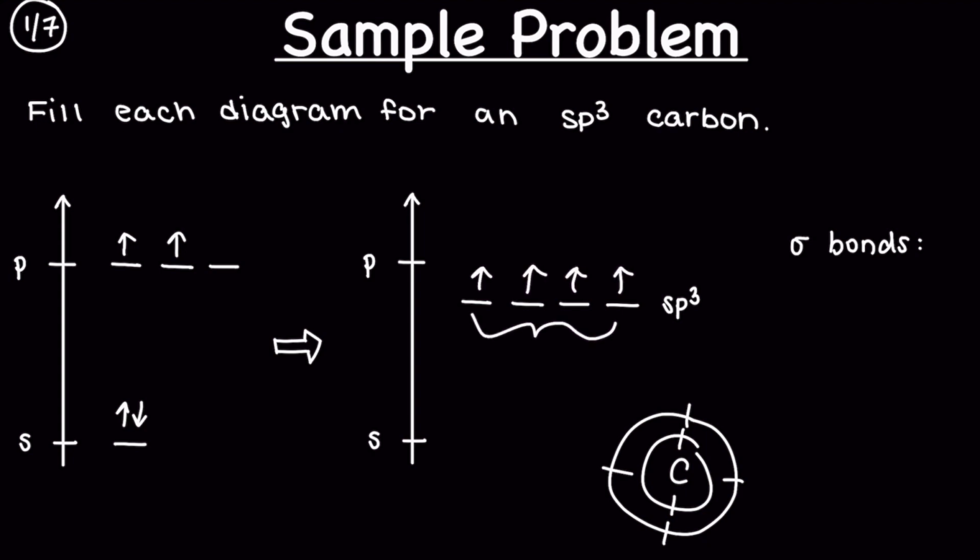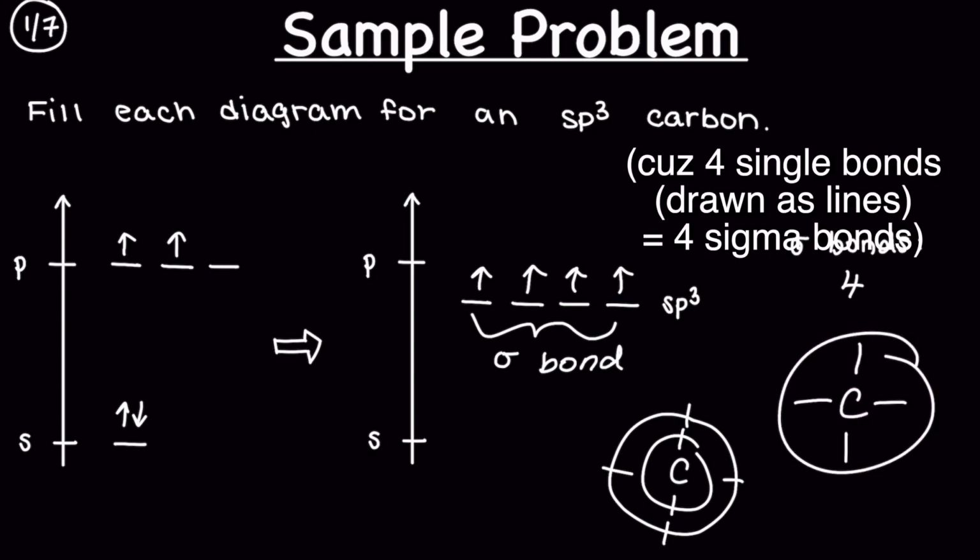Because they're all half filled, these each correspond to a single bond, or in other words, a sigma bond. There are 4 sigma bonds, and the molecule would look something along the lines of this.